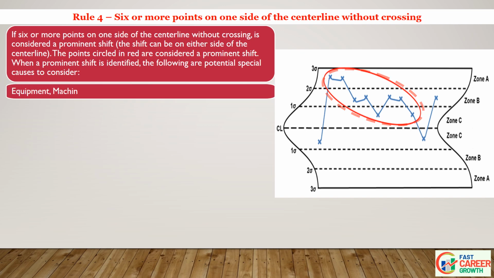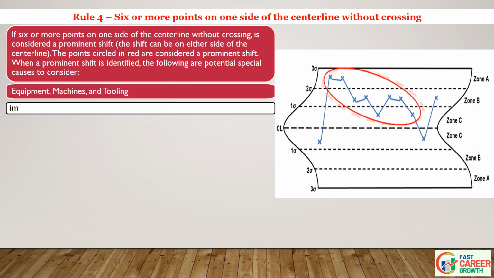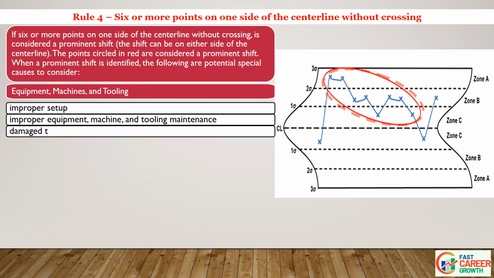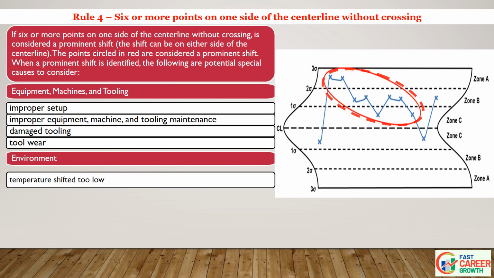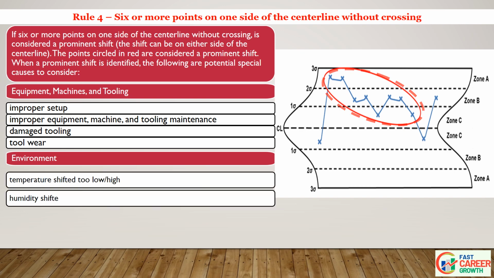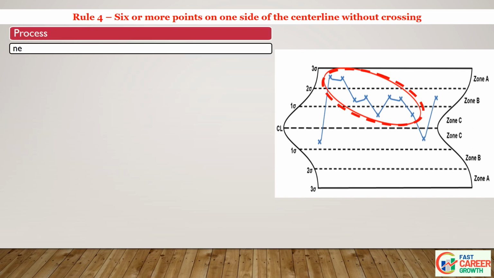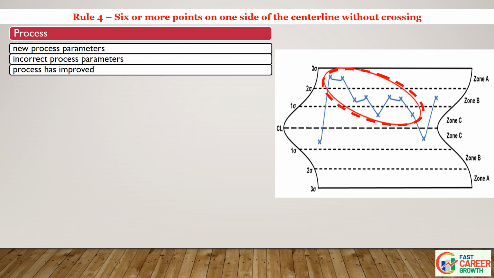Equipment, machines, and tooling. Improper setup. Improper equipment, machine, and tooling maintenance. Damaged tooling. Tool wear. Environment. Temperature shifted to low or high. Humidity shifted to low or high. Process. New process parameters. Incorrect process parameters. Process has improved. Process has degraded.